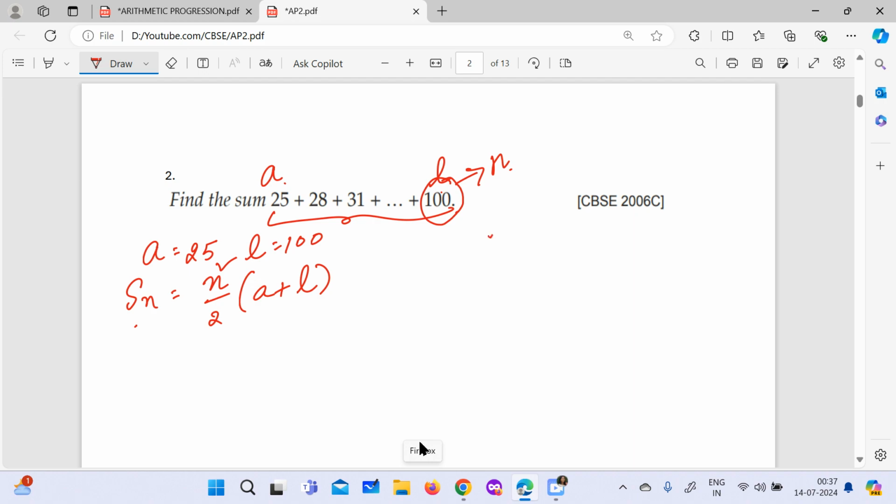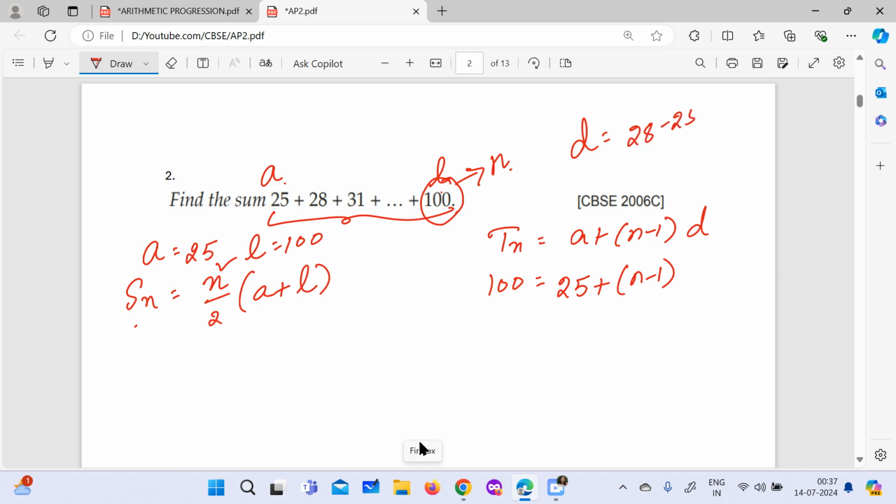So we will use the formula nth term equals a plus (n minus 1) times d. Here your nth term is 100, and a is 25, plus n we are looking for, and the difference is, so you can always find the difference, 28 minus 25, that will give you 3.